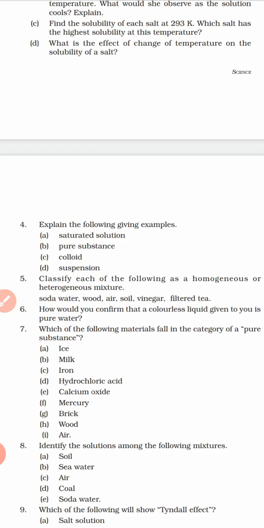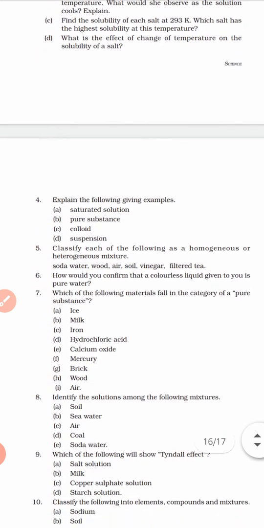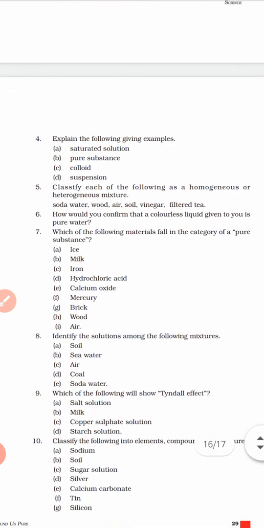Okay. Number 5. These things we already discussed also. See, classify each of the following as a homogeneous or heterogeneous mixture. Okay, soda water. Soda water is a homogeneous mixture. Wood, it is heterogeneous. Air, homogeneous. Soil, heterogeneous. Vinegar, homogeneous. Filtered tea, homogeneous.